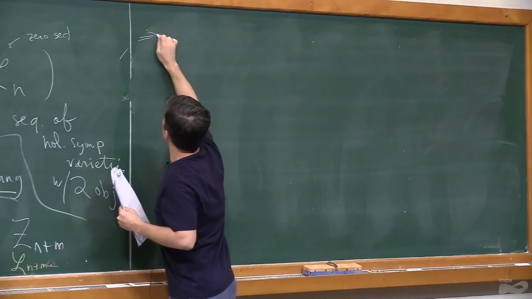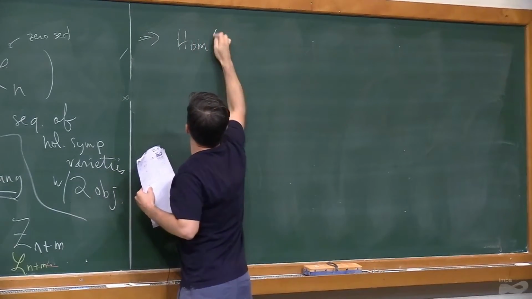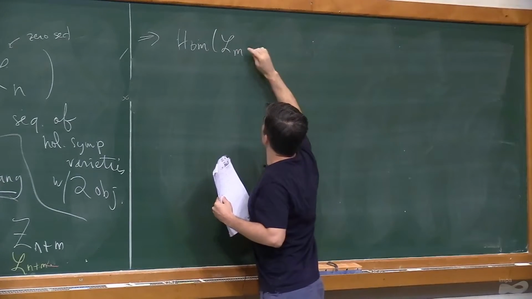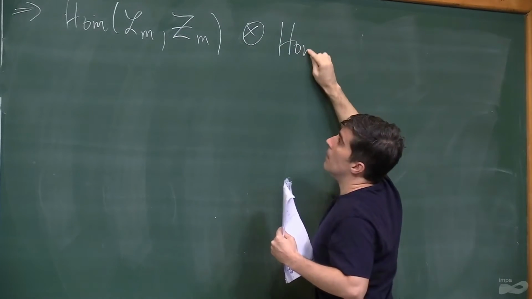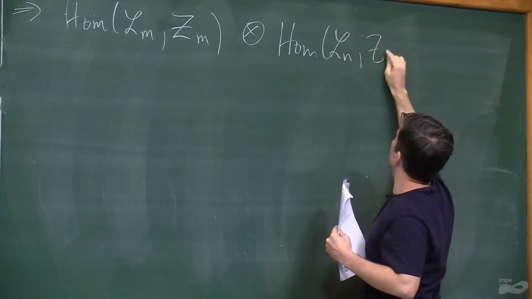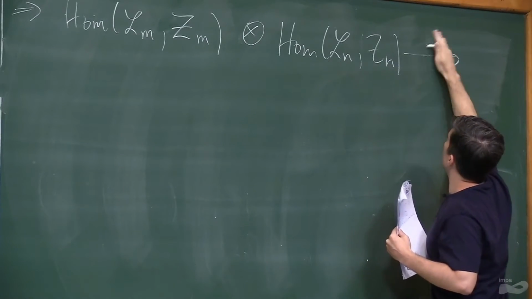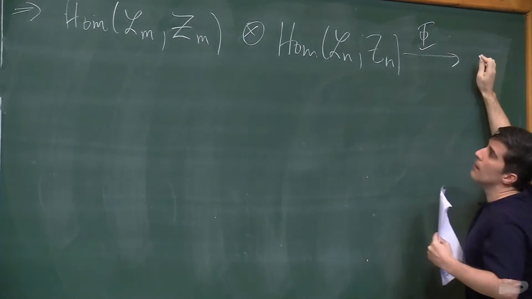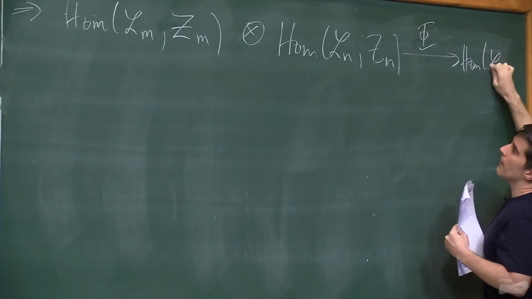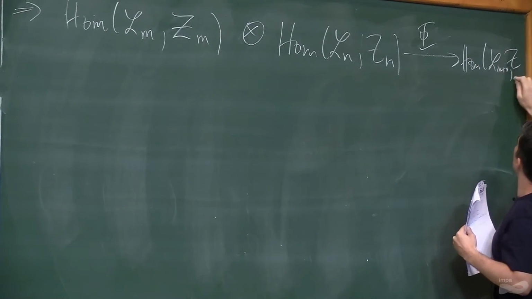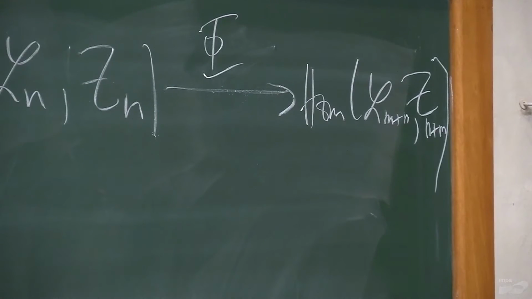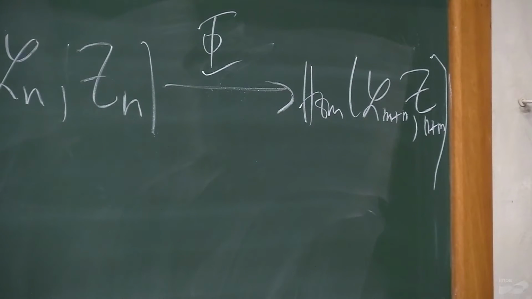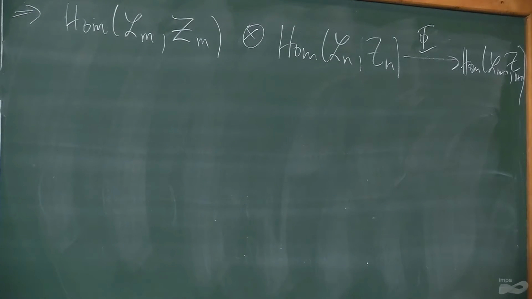So this would imply that Hom from L to Z, and Z, that we would have a map to Hom from L_{m+n} to Z_{n+m}. Not symmetric, or is it symmetric? It's symmetric in this case. Yeah, yeah.